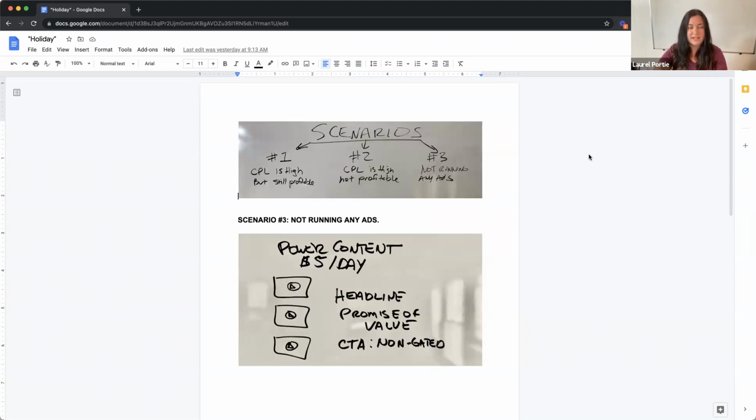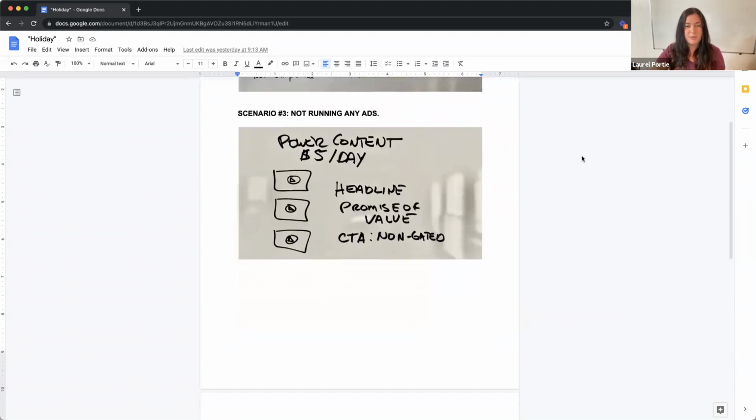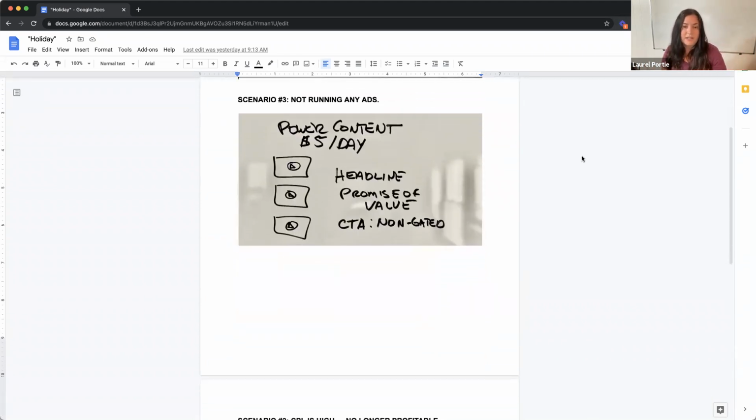So there's 3 different scenarios that I just prepped my students for, okay? So scenario number 1 is maybe your CPL, your cost per lead is high, but you're still profitable. Scenario number 2, your cost per lead is high, but you're not profitable. And then scenario number 3, you're not running any ads. So let's start there, because probably most people are not running ads.